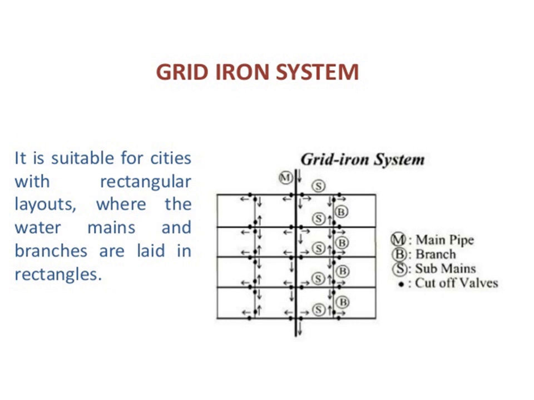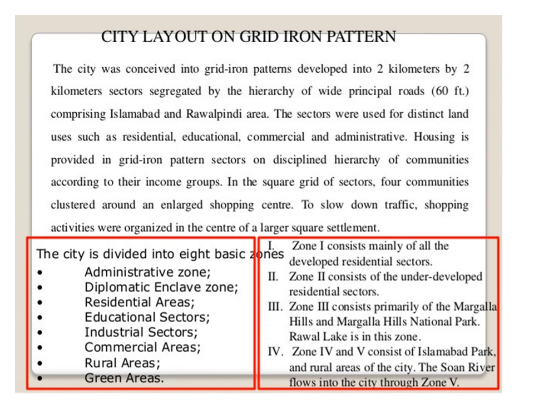So, in a case study of Islamabad and Rawalpindi, the city is divided into 8 basic zones, namely administrative zone, diplomatic enclave zone, residential area, educational sectors, industrial sectors, commercial areas, rural areas, and green areas. The city was conceived in a grid pattern developed into 2 km by 2 km sectors segregated by a hierarchy of wide principal roads of 60 feet comprising the Islamabad and Rawalpindi area.